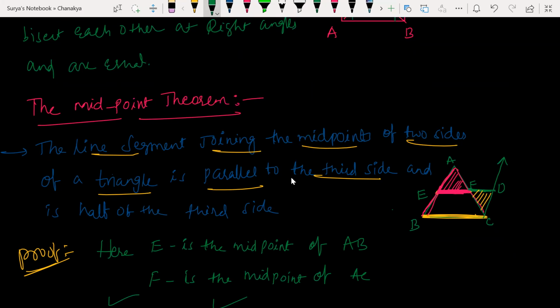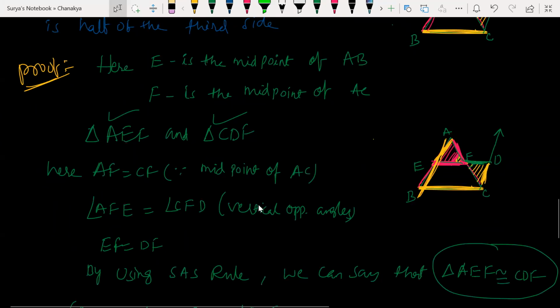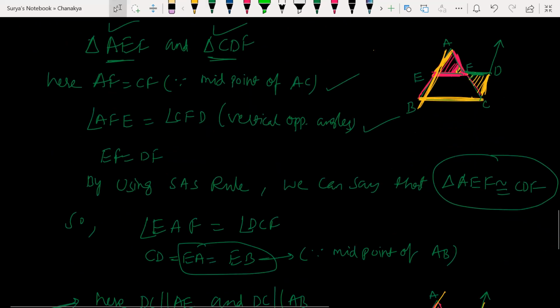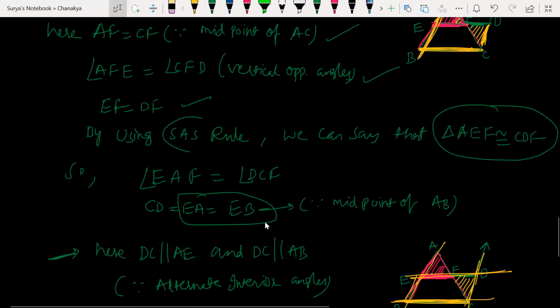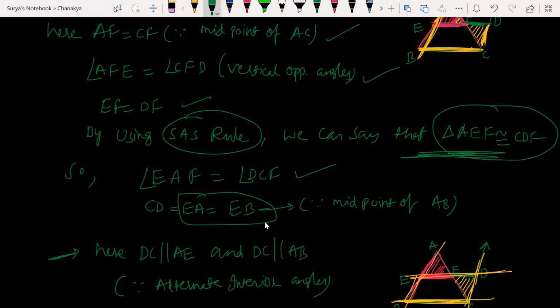So I just extended FE in such a way that EF is equal to FD. Then I took two triangles, this one and this one. AF is equal to CF since F is the midpoint of AC. These are vertical angles, both AFE and CFD. And EF is equal to EF. By using the SAS rule, I can say that these two triangles are congruent. Since they are congruent, this angle will be equal to this angle.